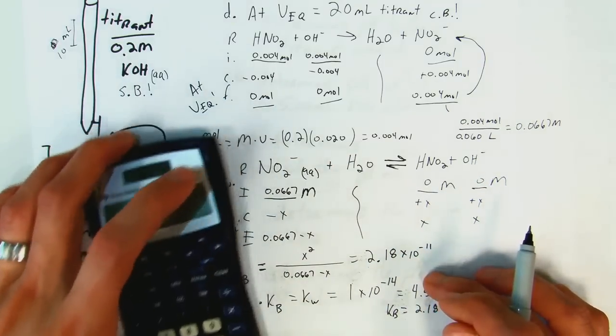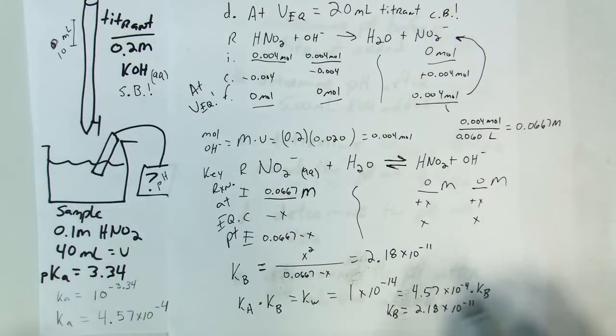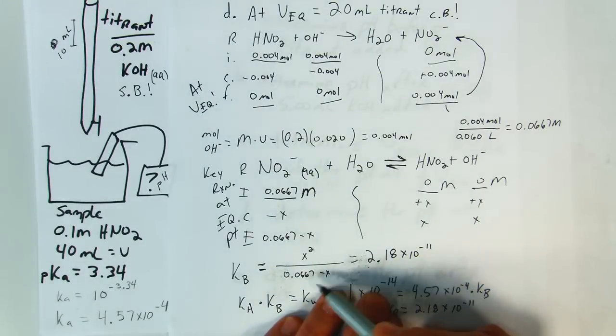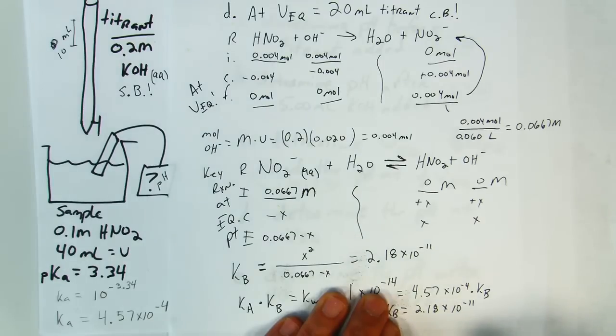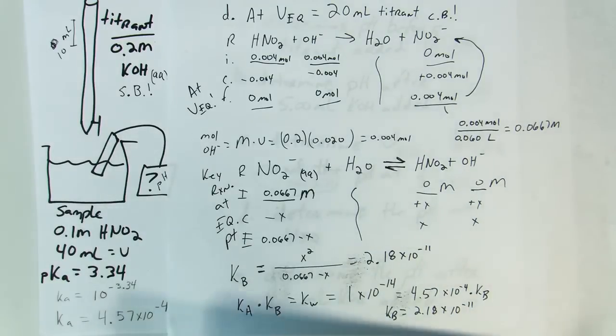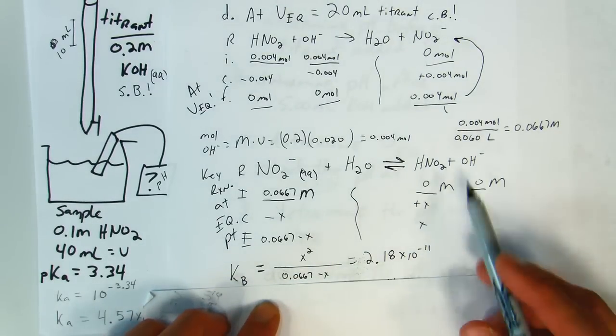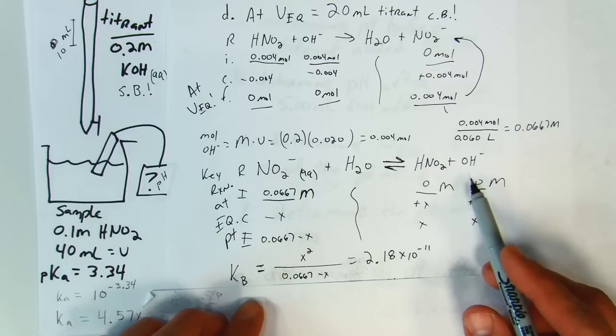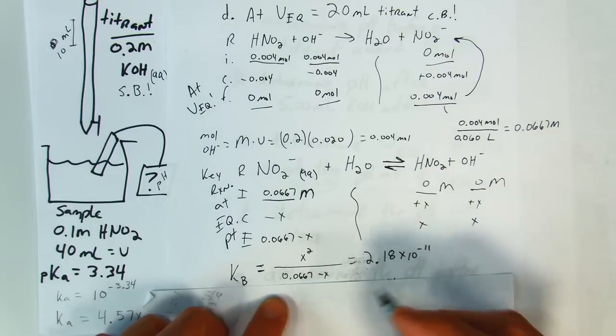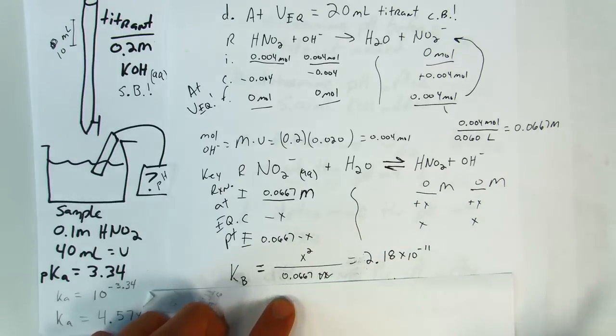And then that has to equal this fraction. So now in this case, I'm pretty comfortable with making the simplifying assumption. I think that's probably going to work, because this is a tiny K, which means that this reaction is not going to go far to the right at all. X will be really, really small, so I'm going to pretend that that's not there.